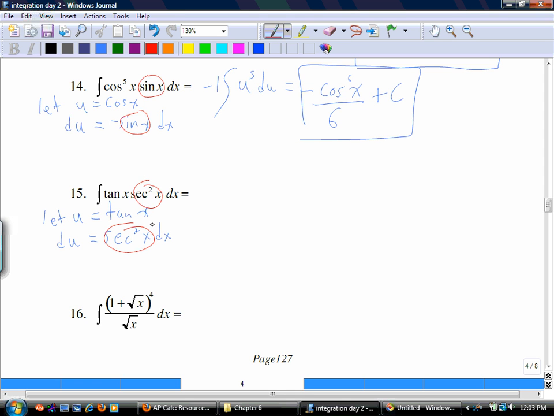Secant squared x matches that one, so it's gone. Am I left with a coefficient this time? No, nothing. So it's just the integral of u du, which is just u squared over 2 plus c, which is just tan squared x over 2.